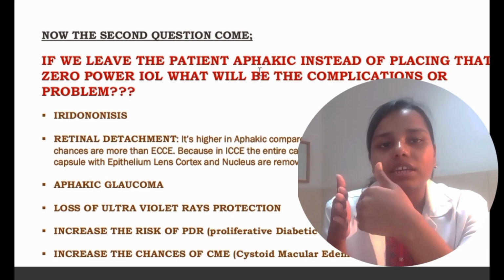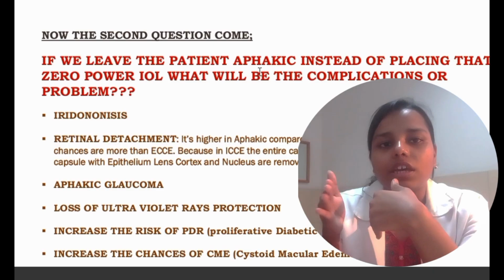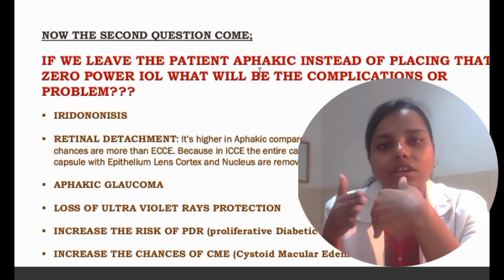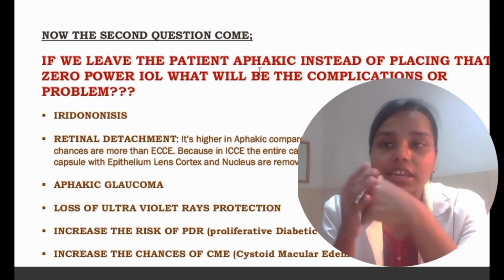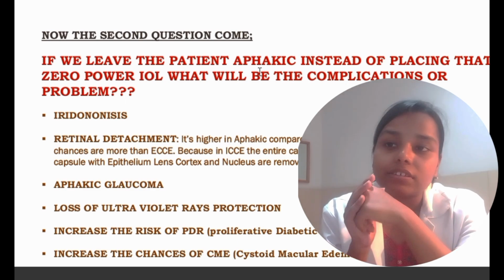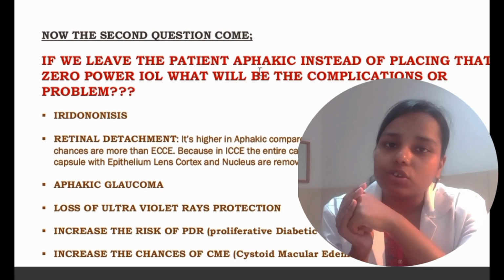So if it doesn't have any support here, it will be like this. It will be moving like a curtain. When air is coming, the curtain moves like this. The iris will also be moving like this. That condition is called iridodonesis.